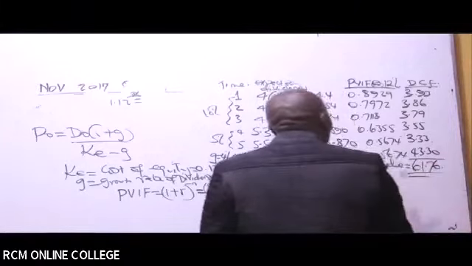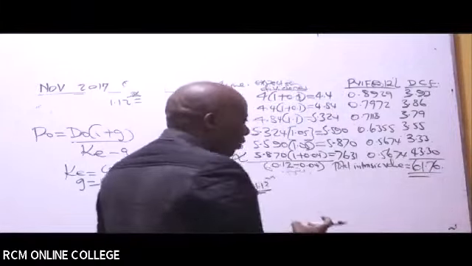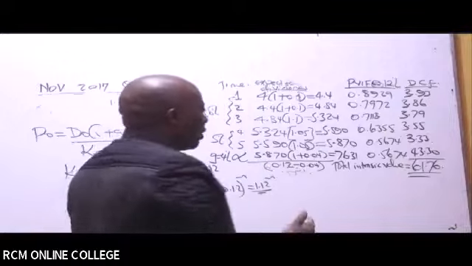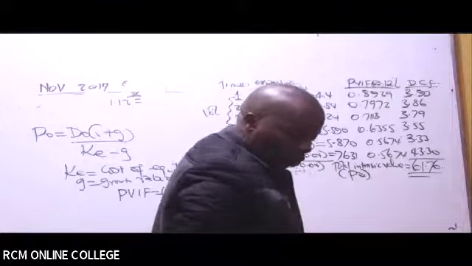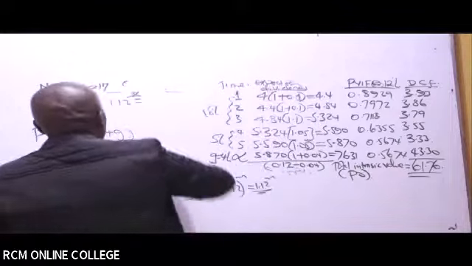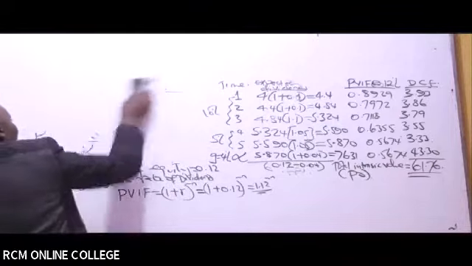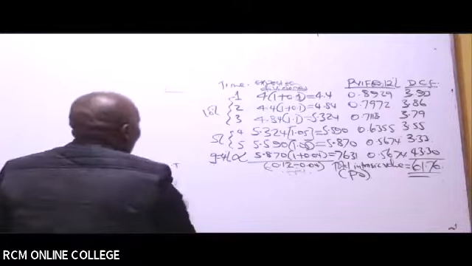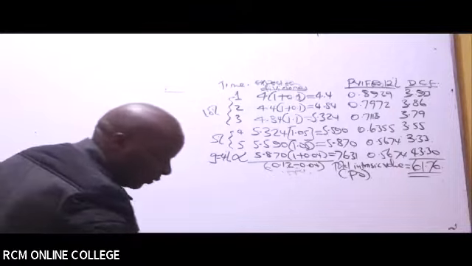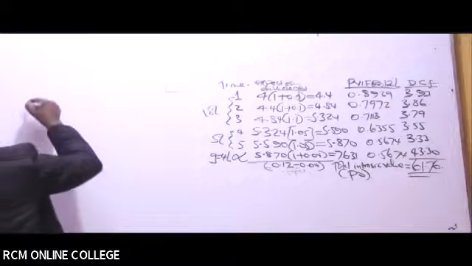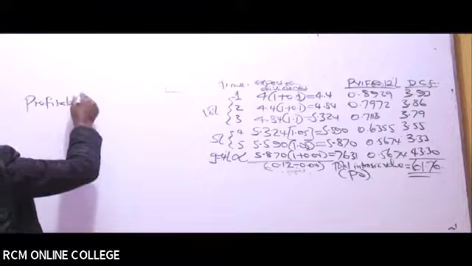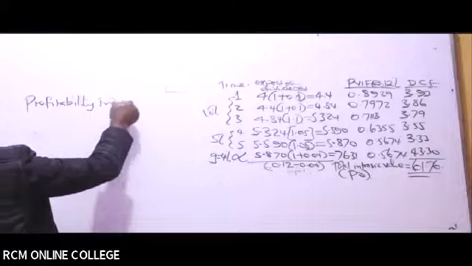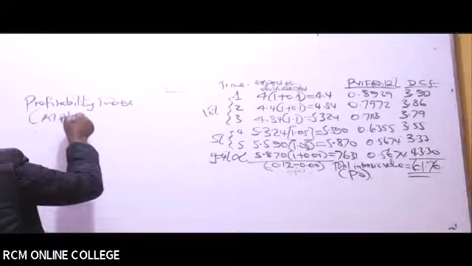$61.76. So this is the truthful value, the intrinsic value. This is our PO. From there, they give us the alpha value. So we go straight away to the profitability index, which is the same as the alpha value.